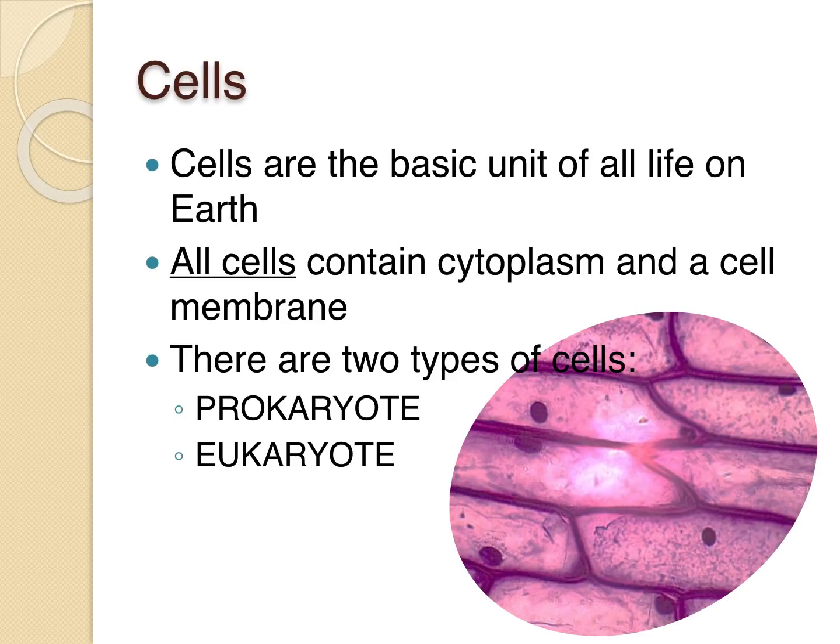Cells are the basic unit of all life on Earth. Everything is made of cells. All living things are made of cells. All cells contain cytoplasm and a cell membrane. And there are two types of cells, prokaryotes and eukaryotes.